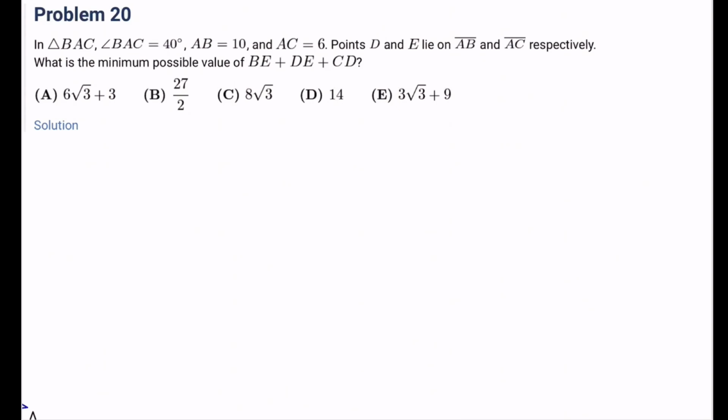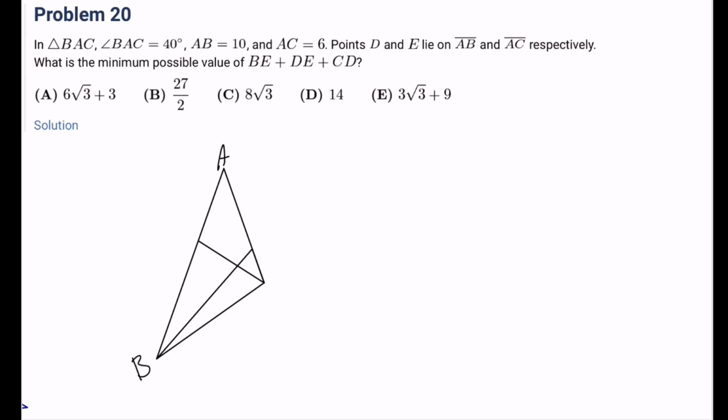Points D and E lie on AB and AC respectively. What's the minimum possible value of BE plus DE plus CD? Okay, so if we draw that out, it's going to look like this. We have B, and then A, and then C like that, and AB is 10, and AC is 6, and D and E are on AB and AC, so this is D, and this is going to be E. And then we want the minimum possible value of BE plus DE plus CD.